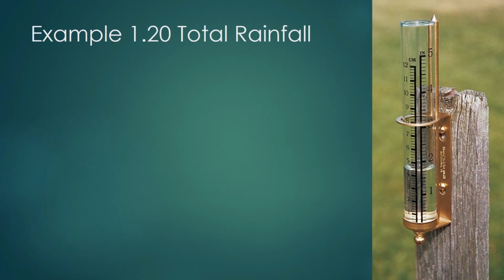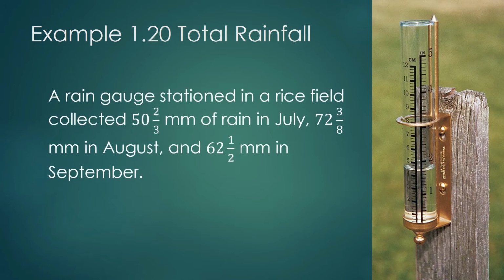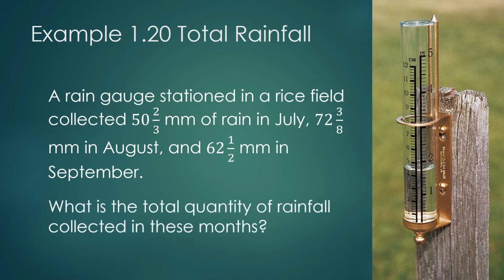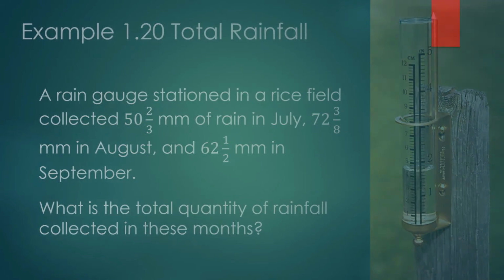Example 1.20, total rainfall. A rain gauge stationed in a rice field collected 50 and 2/3 millimeter of rain in July, 72 and 3 over 8 millimeter in August, and 62 and 1/2 millimeter in September. What is the total quantity of rainfall collected in these months? So we will just add these 3 fractions. So this is a mixed number.